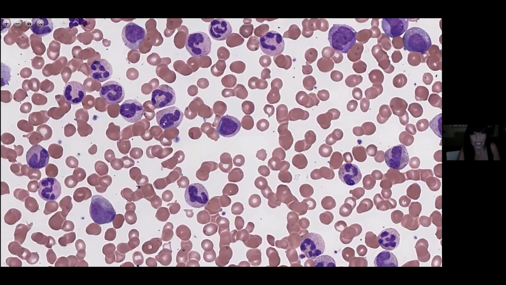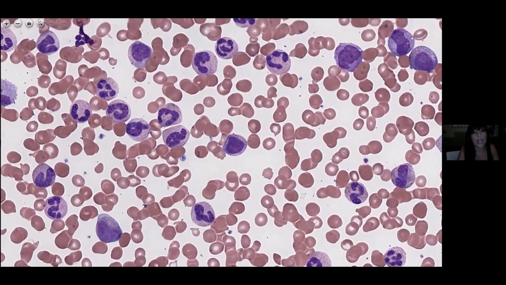Let's see. We also have some bands here. I know bands are a question of debate. Some places call them, some places don't. I think the Clinical and Laboratory Standards Institute even recommended not differentiating between bands and neutrophils, but calling them together due to the fact that they are not reliably differentiated.